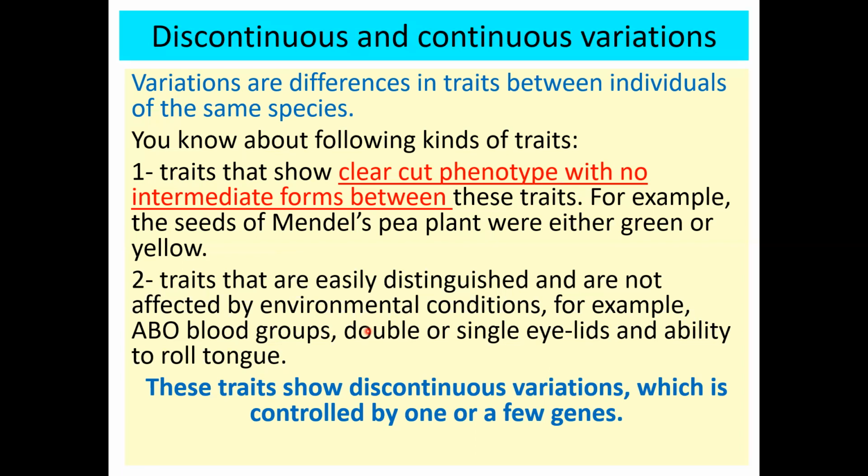Some people have 6 fingers. Either they have 5 or 6 fingers. Some people have joined fingers, joined limbs. So they either have it or they don't. There is no intermediate case between these conditions. So such types of things are known as the discontinuous variation.